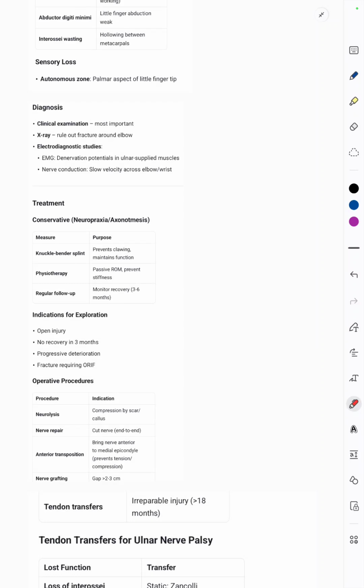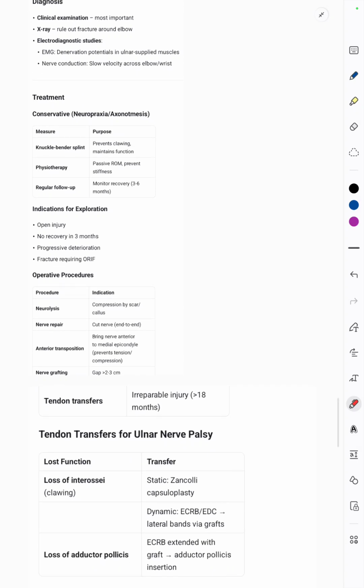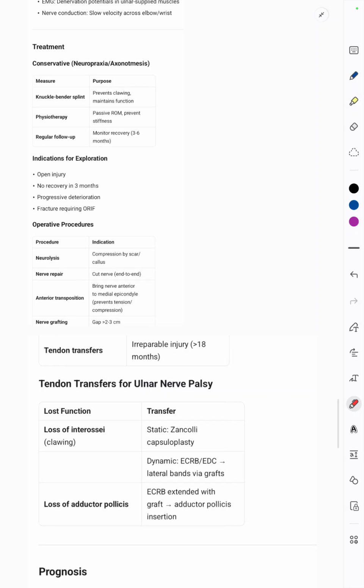Diagnosis: clinical examination, X-ray, which rules out a fracture around the elbow, and electromyographic studies and nerve conduction studies. Then management: conservative management is knuckle bender splint, physiotherapy, follow-up. Indications for exploration: if there is no recovery for more than 3 months, if there is progressive deficit, or open injury. Operative procedures: neurolysis, that means there is compression by scar or callus; nerve repair if it is a cut nerve.